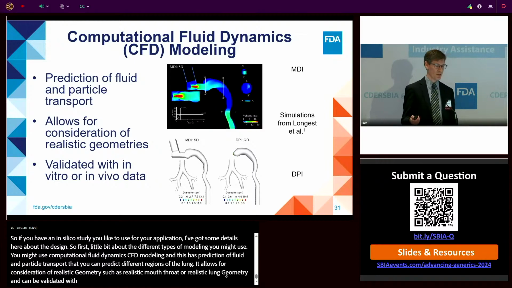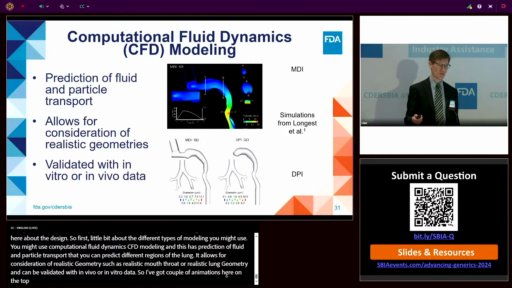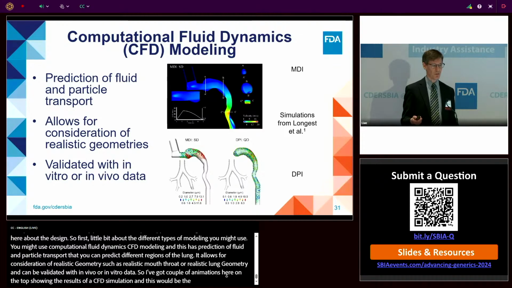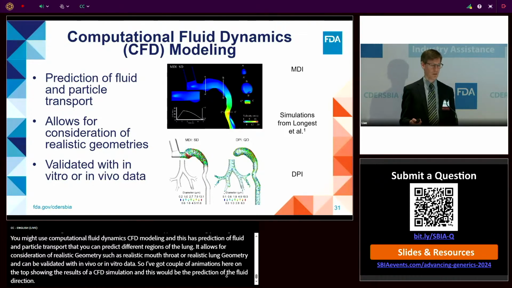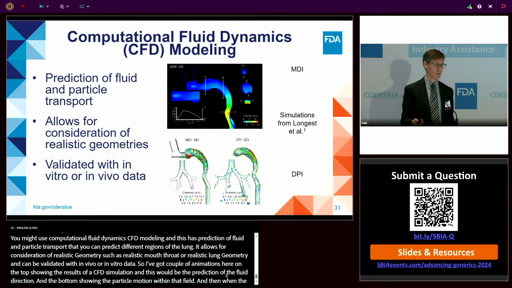So I've got a couple of animations here. The animation on the top is showing the results of a CFD simulation, and this would be the prediction of the fluid motion. And then the bottom simulation here is showing the particle motion within that flow field. And then when the particles deposit, that's when you quantify deposition in the different regions.